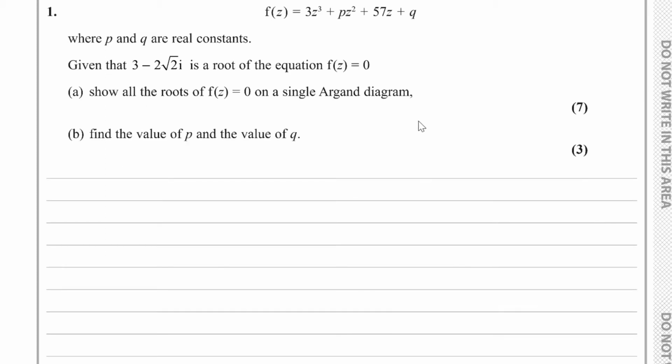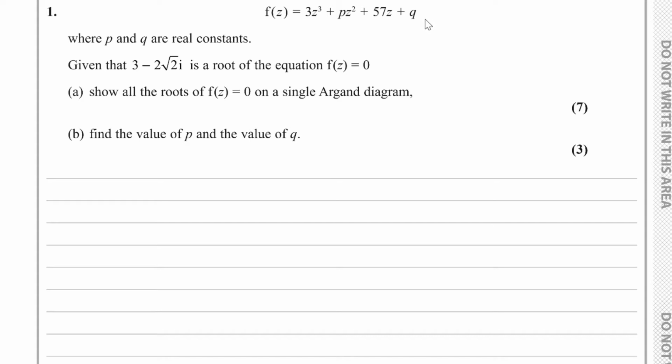Question number 1. We have f of z which is equal to 3z cubed plus pz squared plus 57z plus q, where p and q are real constants. And given that 3 minus 2 root 2 i is a root of the equation f of z equals 0, we have to show all the roots of f of z equals 0 on a single Argand diagram.